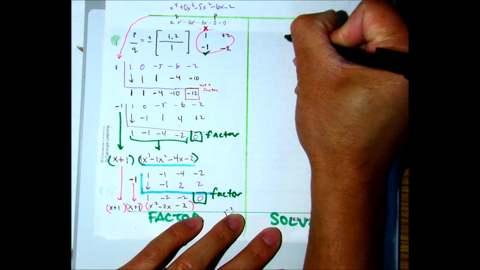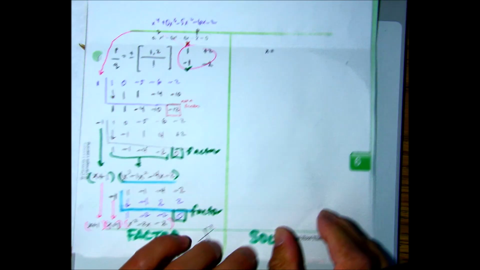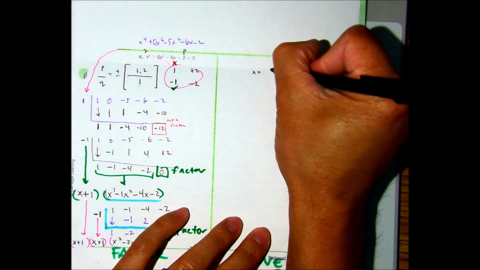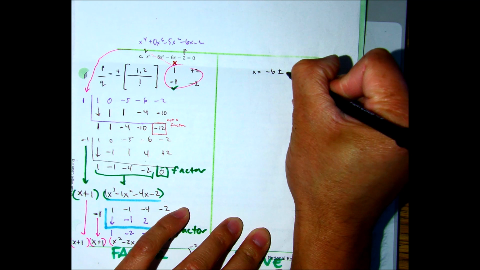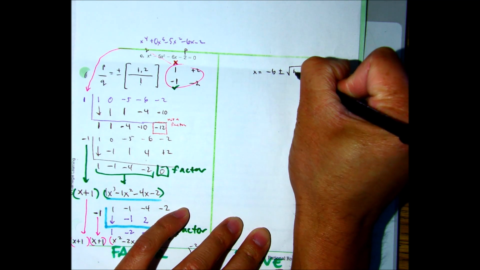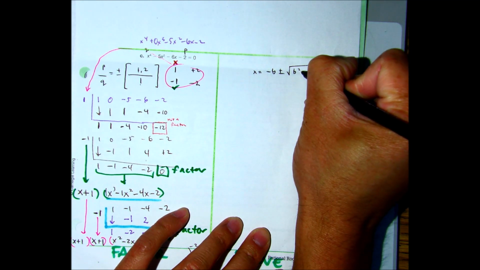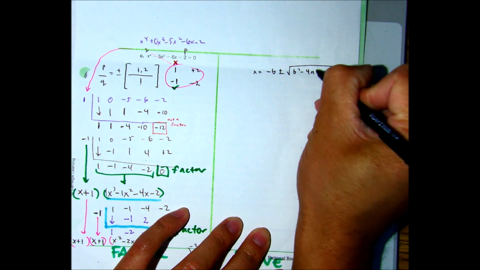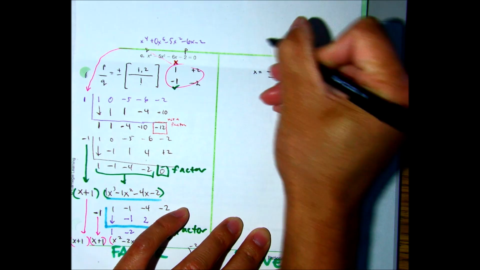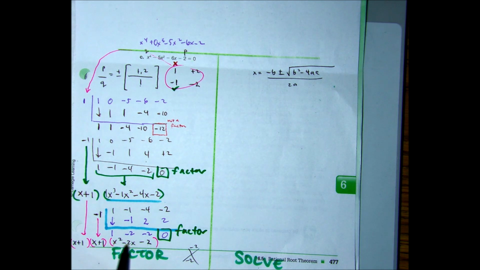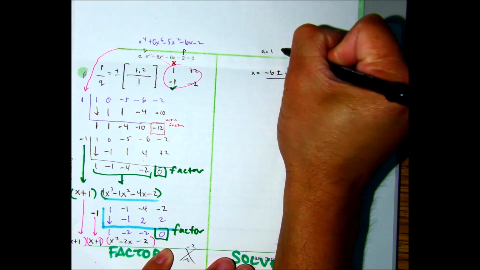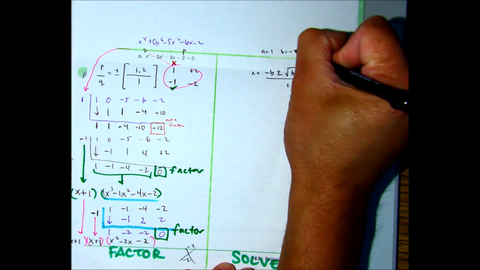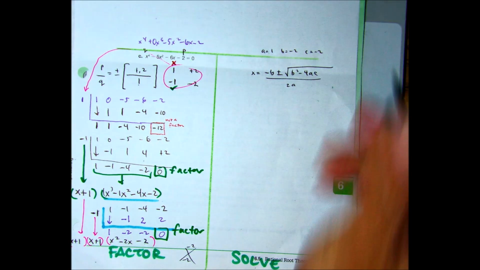x equals -b plus minus square root of b to the second power minus 4ac divided by 2a. Question. In the quadratic formula for this one down here, what is our a value? 1, b? -2, c? -2. Go ahead and substitute and simplify.